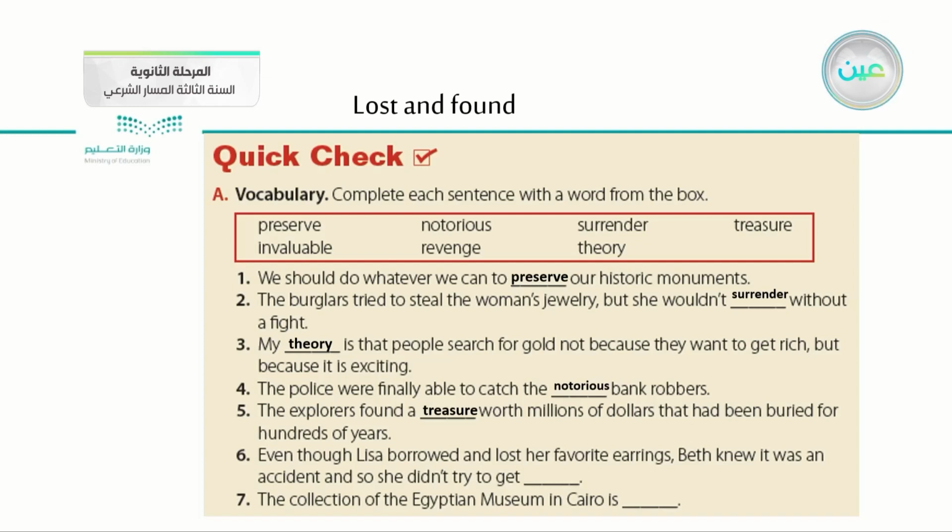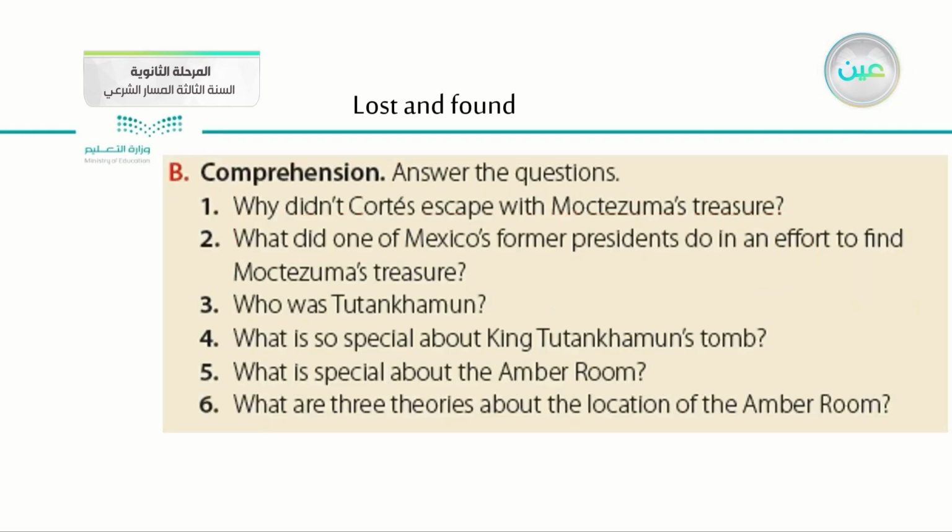What about number 6? Even though Lisa lost her favorite earrings, Beth knew it was an accident, and so she didn't try to get revenge. So what is it? What do you think, guys? It's revenge. The last part here: the collection of the Egyptian Museum in Cairo is, of course, invaluable.